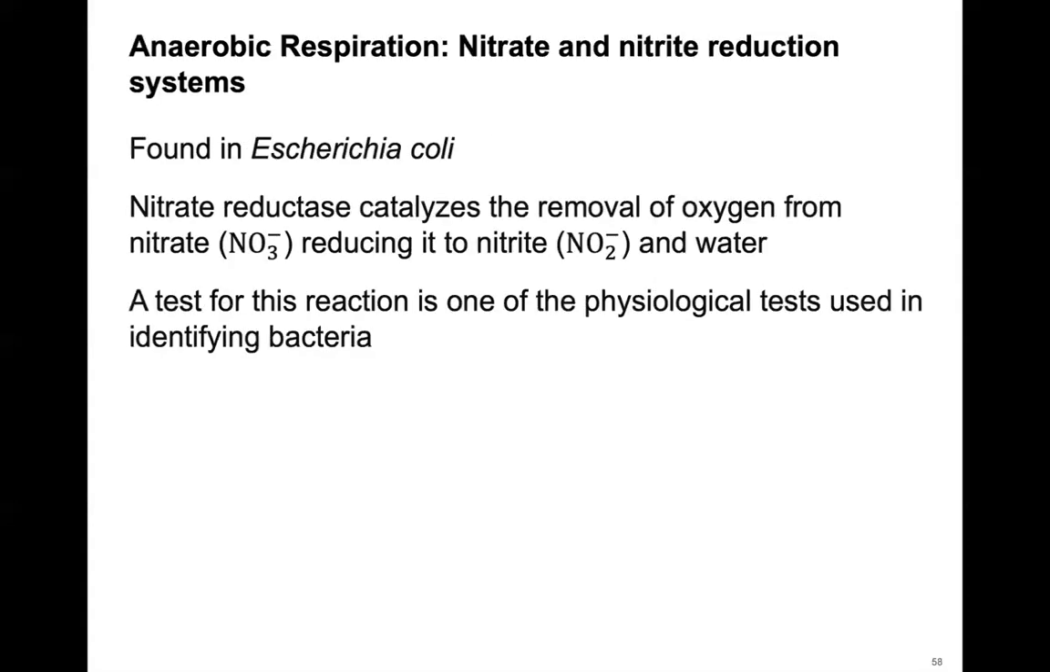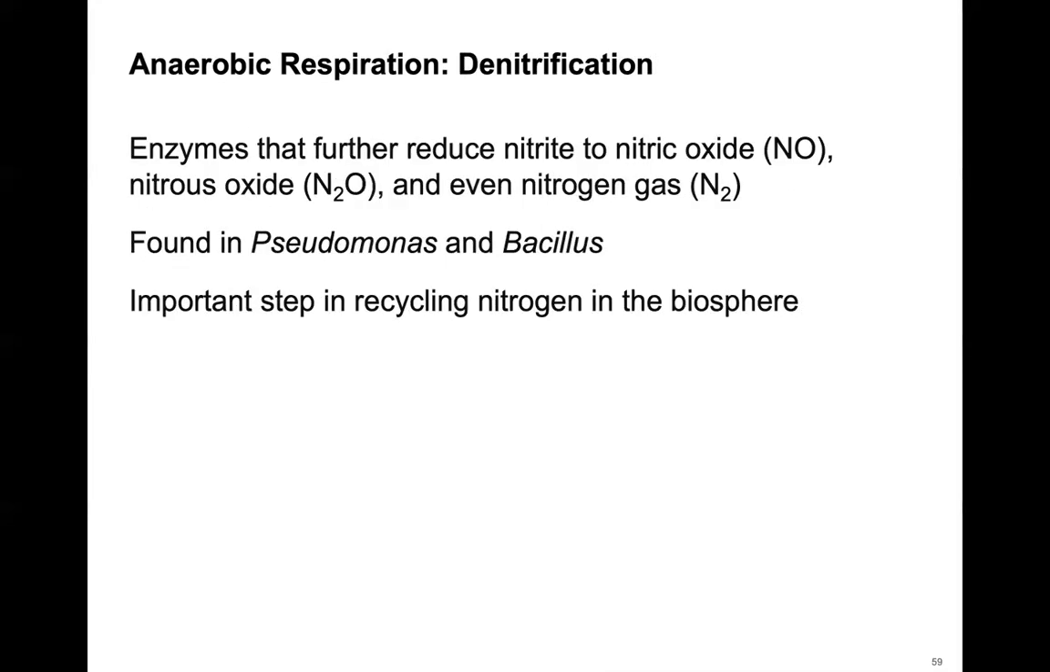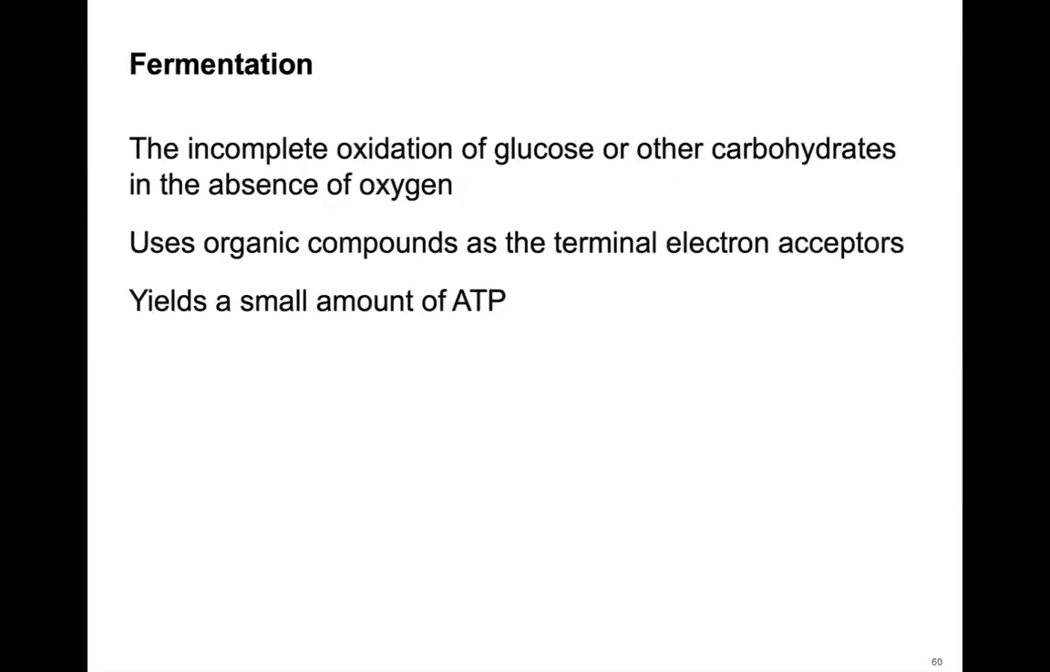Okay. So anaerobic respiration, nitrate and nitrite reduction systems. These are typically found in E. coli. Nitrate reductase catalyzes the removal of oxygen from nitrate, reducing it to nitrite and water. A test for this reaction is one of the physiological tests that's used in identifying E. coli. Denitrification involves enzymes that further reduce nitrite to nitric oxide or nitrous oxide, and even nitrogen gas. Other organisms can actually take this through those steps. This is also important in identifying those bacteria.